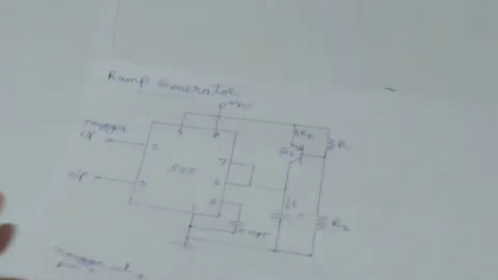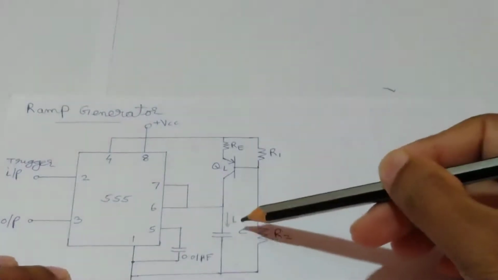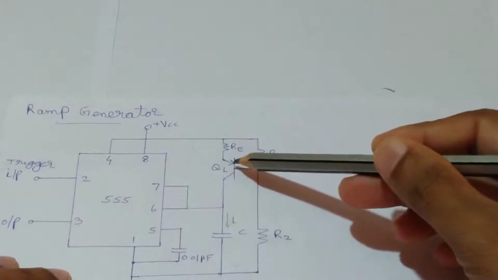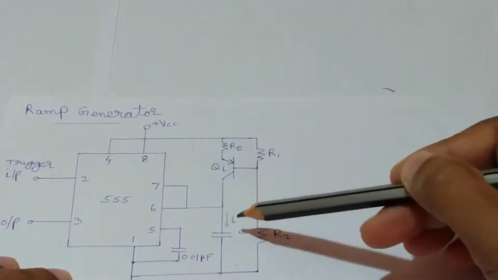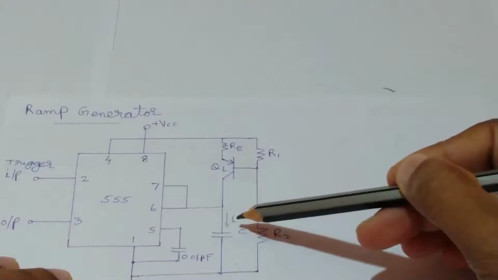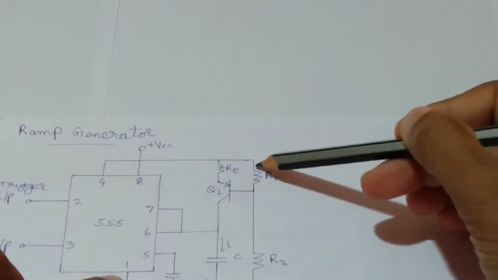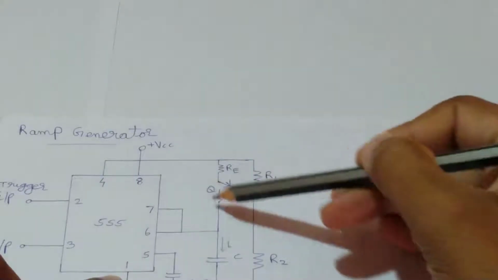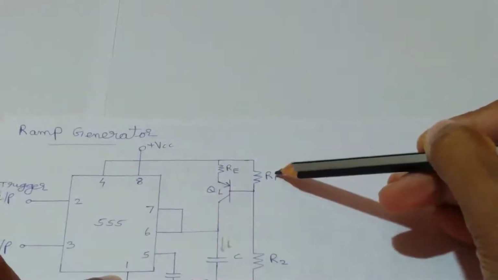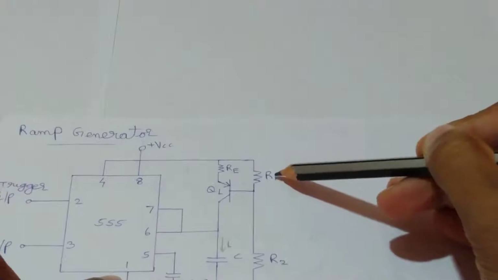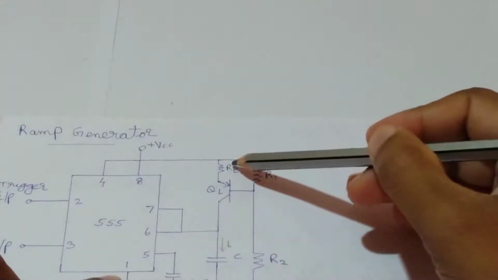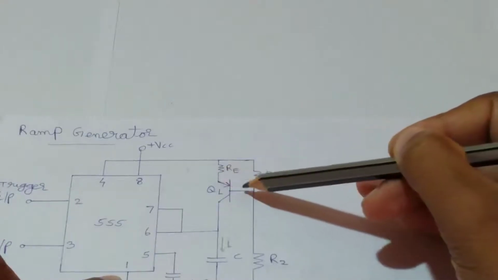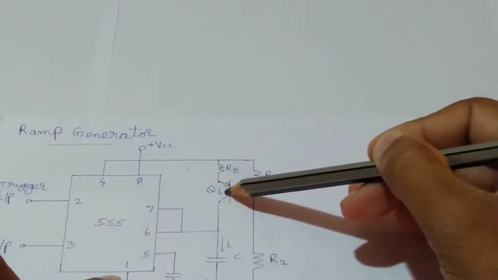In this circuit diagram we can see that current I is the collector current of this transistor Q1. Now we are going to calculate the equation for this I. For that we need to write the KVL equation for this portion. When we consider this portion, we can see the voltage across this resistance R1 is equal to the voltage across this resistance RE plus the emitter base voltage of this transistor Q1.